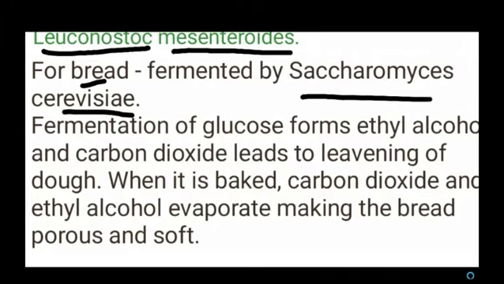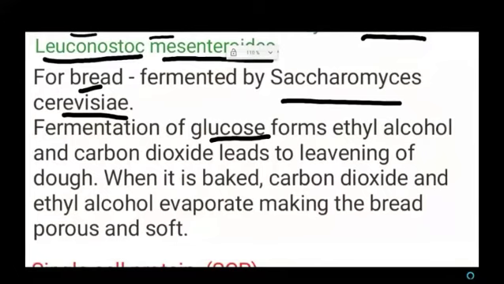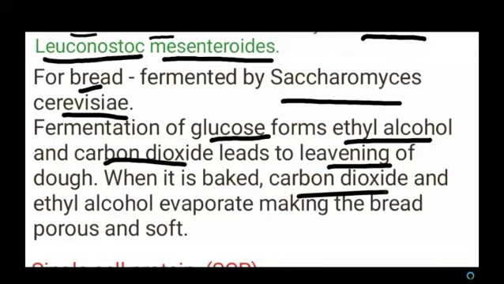And what happens at the time of fermentation is that this yeast, Saccharomyces cerevisiae, ferments the sugar, the glucose present in the dough. Thereby it forms ethyl alcohol and carbon dioxide. So that leads to leavening of the dough. If you bake this leavened dough, the carbon dioxide and ethyl alcohol evaporate. Thus, it makes the bread porous and soft.